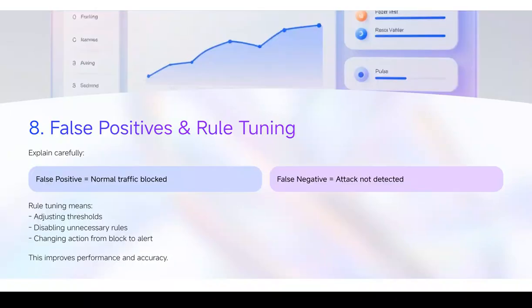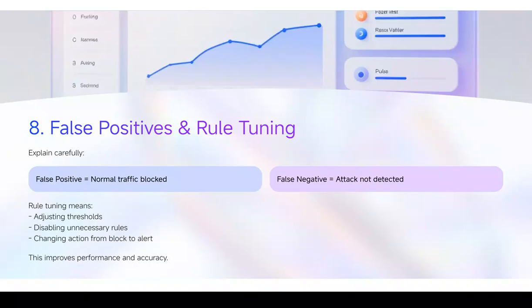False positive and false negative. Sometimes IPS may make mistakes. False positive means normal traffic is blocked by mistake. False negative means an attack happens but IPS does not detect it. The security team tries to reduce these issues by tuning the rules.